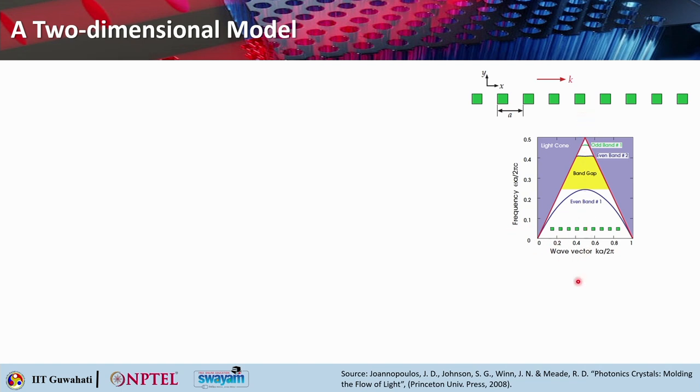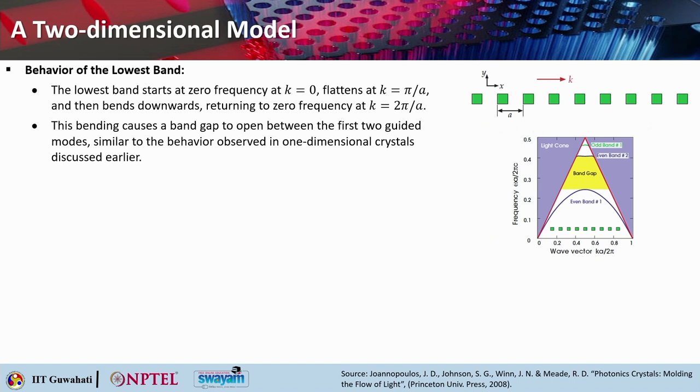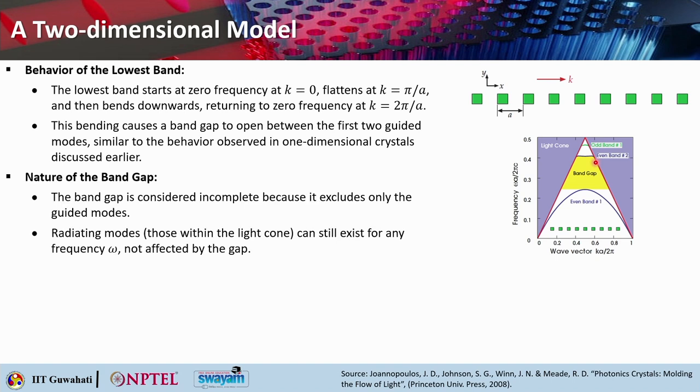You can actually take only half of this, and then you can understand what is going on in this particular discontinuous periodic waveguide. You can also observe that the lowest band starts at 0 frequency at k equals 0, and it flattens at this point, which is basically k equals pi by a, or you can say k by 2 pi equals 0.5, and then it starts bending downwards and returns to 0 frequency again at k equals 2 pi by a, or you can say k by 2 pi equals 1. This bending actually causes a band gap to open between the first two guided modes, which are both even bands, 1 and 2. And this is something that you have seen already in one dimensional crystals that you have discussed earlier.